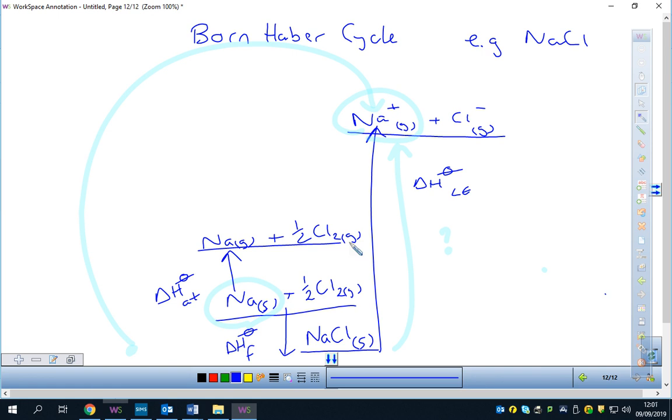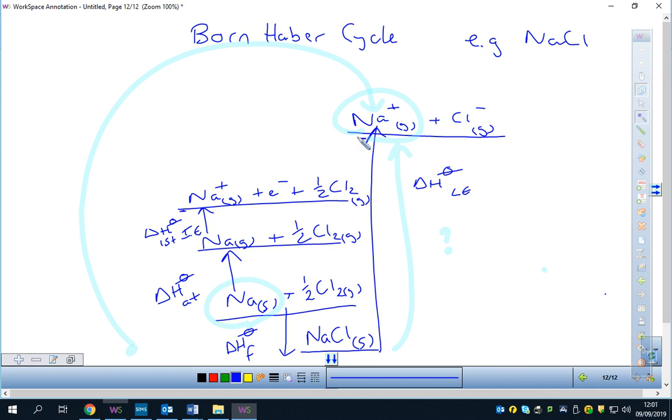Secondly, my sodium must be ionized. This is the first ionization energy. Note, my half Cl2 still remains unchanged. My sodium ions here and here are now the same.